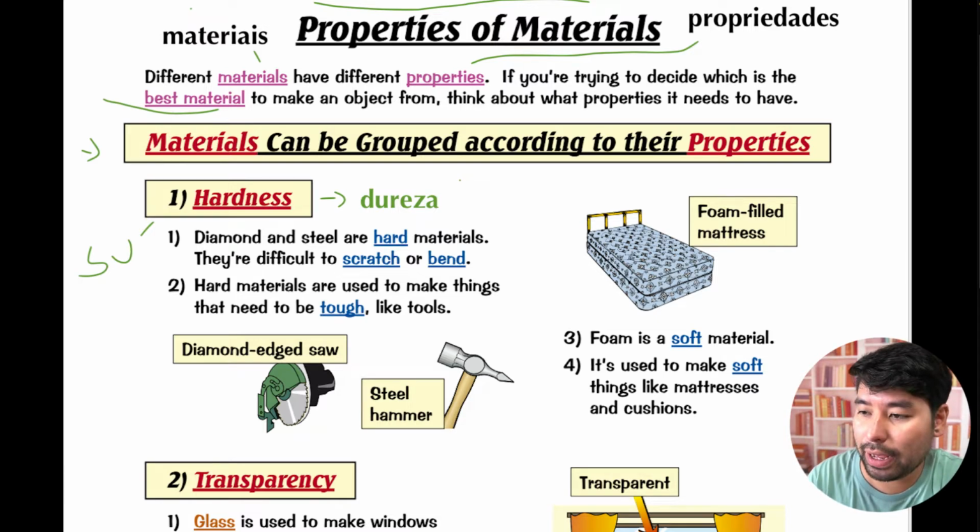Okay, and number 1, the first description here goes, Diamond and steel are hard materials. They are difficult to scratch or bend. Okay, so we have three words here that are in blue. Okay, hard, scratch, or bend.